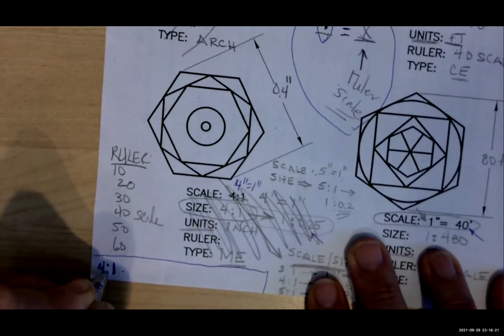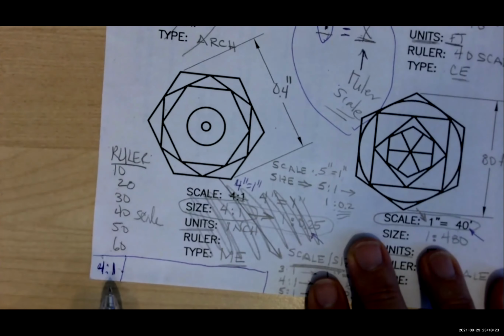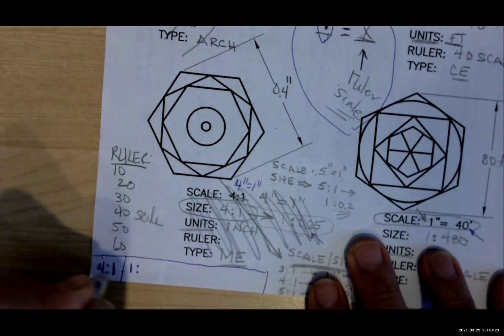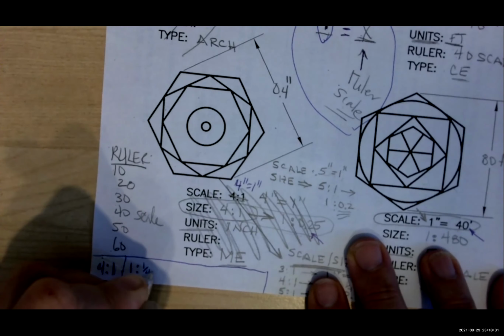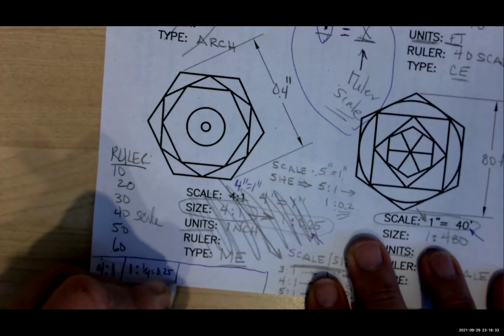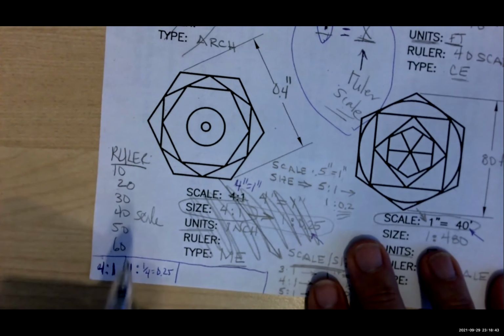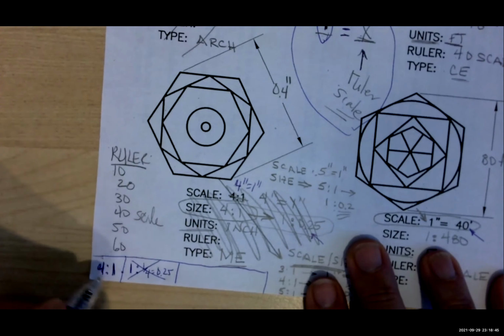Well, I have to get a 1 on the left side. And in order to get a 1 on the left side, I have to divide both by 4. And this comes out to be 1 to 0.25. There is no scale that is 25. There's a 20 scale, there's a 30 scale, there's a 5 scale, but there's not a 25 scale. So I realized that this was not going to work.